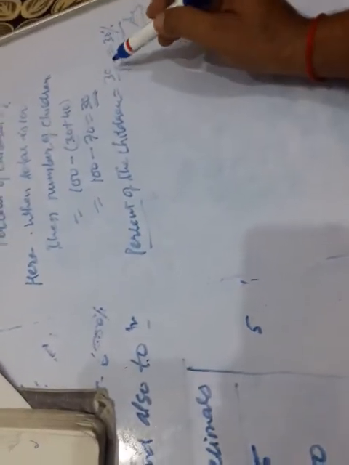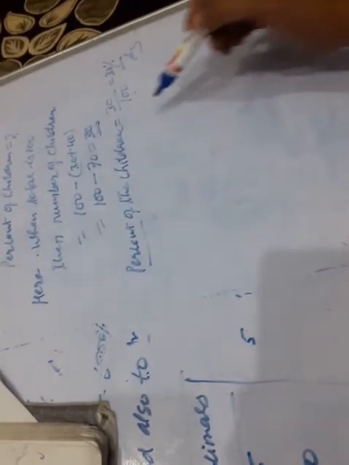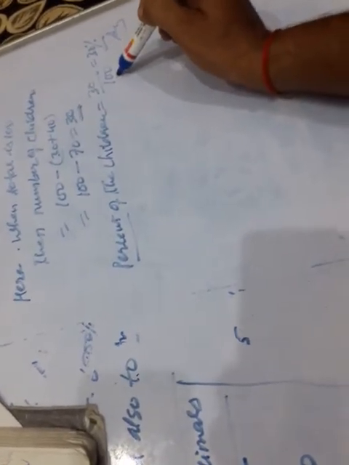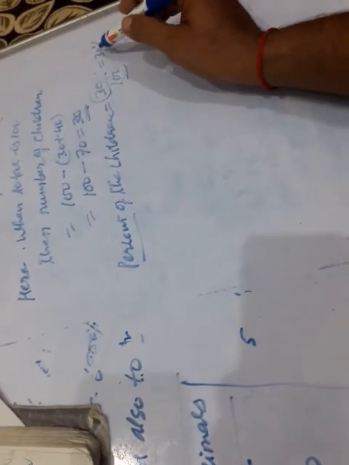This is okay, that is 30%. Percent of children, 30 upon 100, means 30 out of 100. And what is percent? Percent is a fraction with 100 as its denominator. The denominator is 100, then take the numerator and put the symbol of percent, that is 30%. Okay children, this is how we have to move ahead in the exercise.